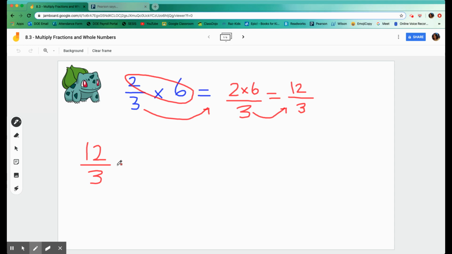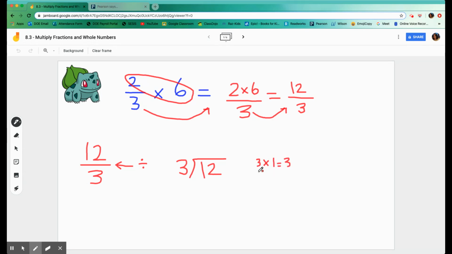The way we can do that is by dividing. The fraction bar is equal to division. So let's divide 12 by 3. Can 3 go into 1? No. So let's move on to the next place value. Can 3 go into 12? Yes. 3 times 1 is 3.